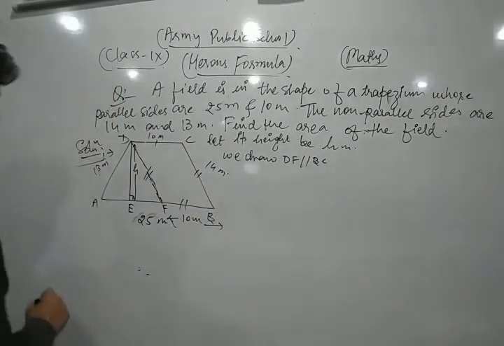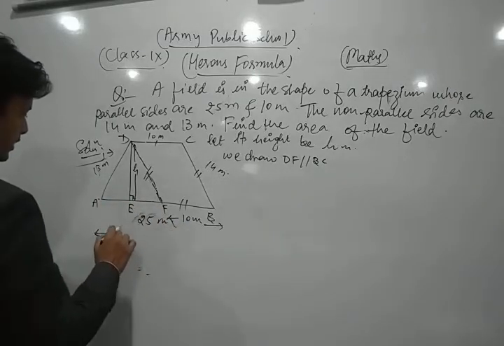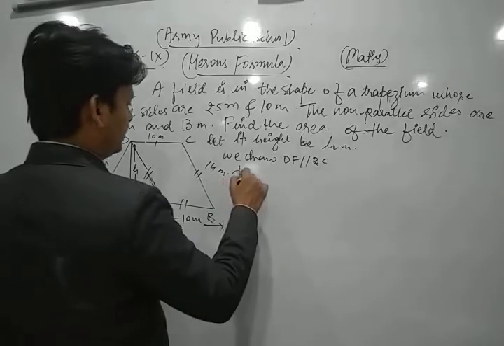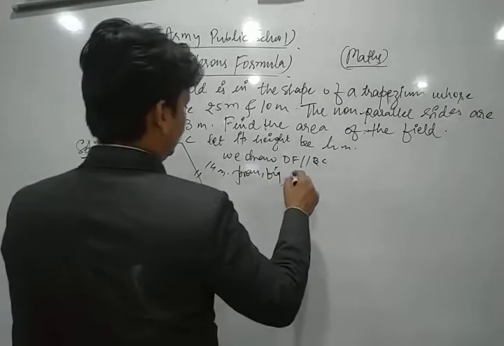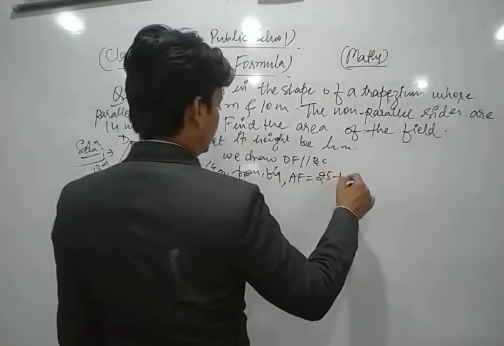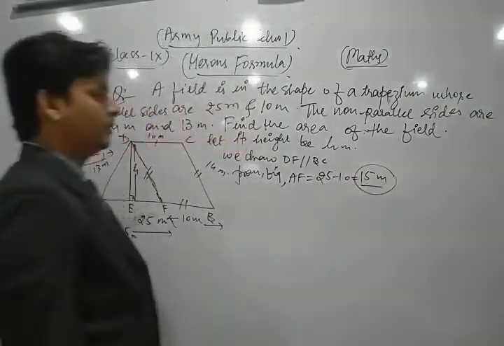Now from there, the distance AF is what? This is 25 minus 10, that is 15 meters. So from the figure, it is clear that distance AF is equal to 25 minus 10, that is 15 meters.